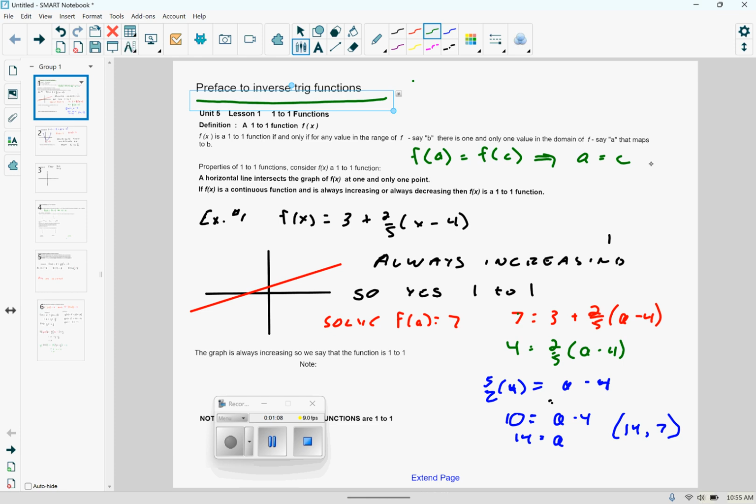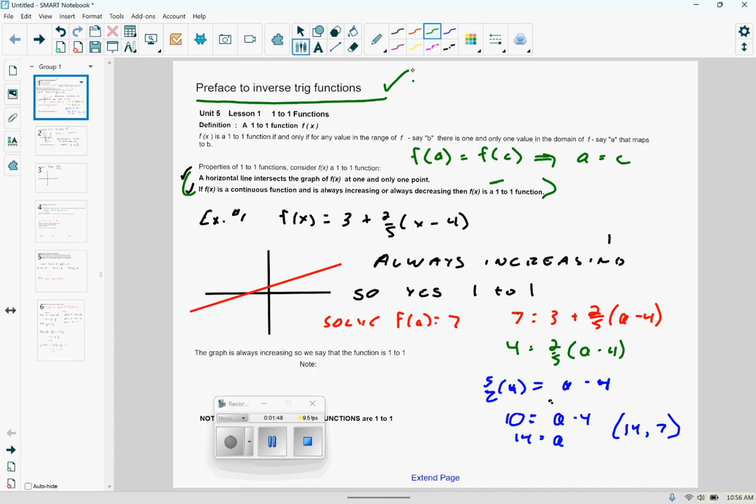Here's how you're going to check to see if a function is one-to-one. A function is one-to-one, two things. A horizontal line will intersect the graph of f of x at one and only one point. If that happens, the function is one-to-one. If f is a continuous function and is always increasing or always decreasing, then f of x is a one-to-one function. We're going to need to remember these two properties of a one-to-one function. If a function is one-to-one, then it has an inverse. And we're going to be talking about inverse trig functions.